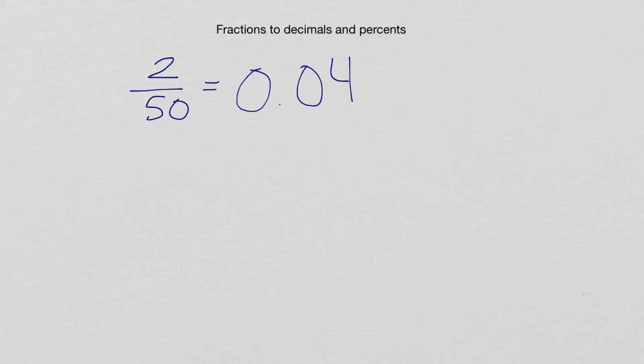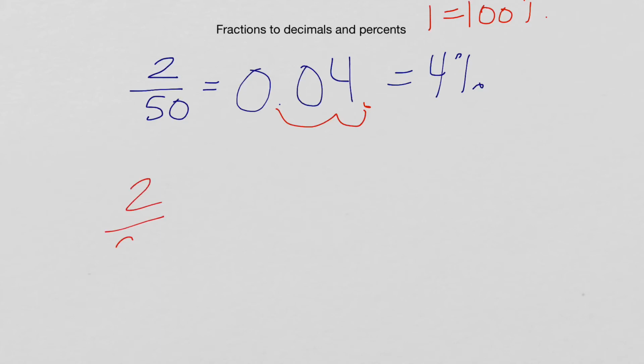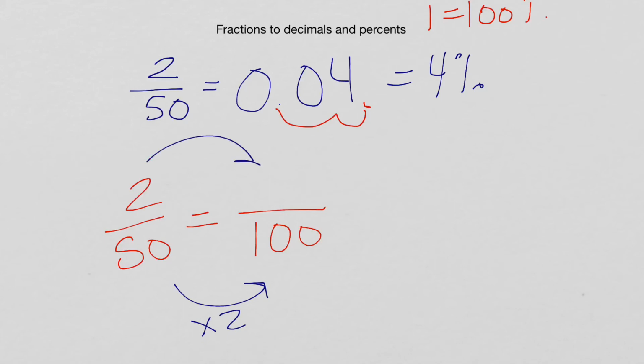To turn this into a percent, we can either multiply our decimal by 100, like when we go from 1 whole to 100%, which would give us 4%, or we can go back to our original fraction of 2 out of 50 and find an equivalent fraction out of 100. So we know that 50 times 2 equals 100, so we would have to do 2 times 2, which equals 4. 4 out of 100 is 4% because percent means out of 100.